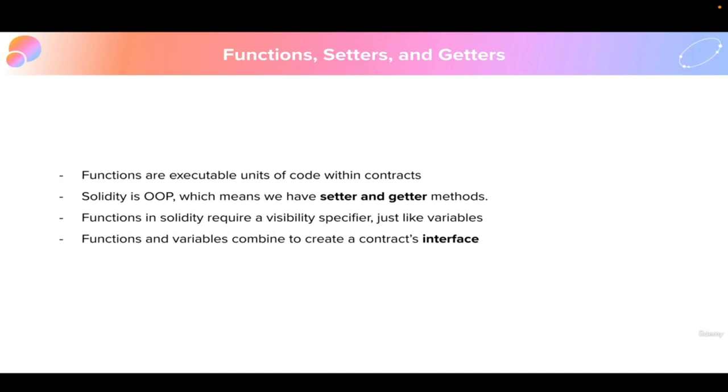A function is an executable unit of code inside of a contract. Solidity is an object-oriented programming language, which means we will be using setter and getter methods. Functions in Solidity require a visibility specifier, just like variables. Functions and variables combine to create a contract interface. Let's jump into code so we can touch on the syntax of writing functions.